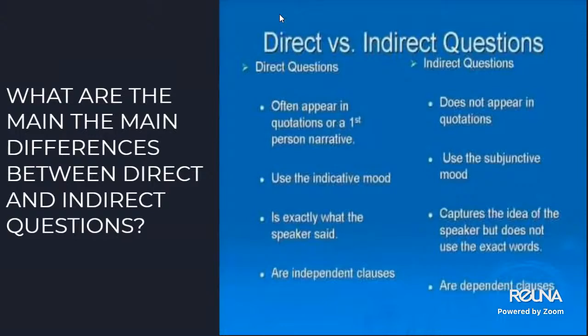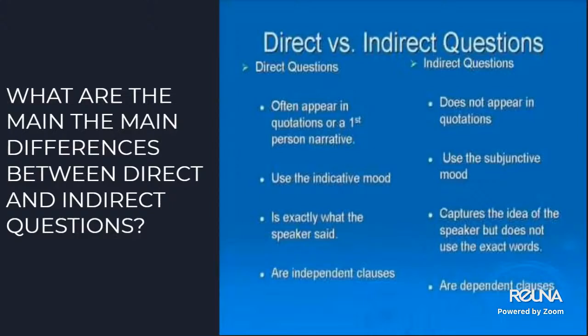There is a question on the left: what are the main differences between direct and indirect questions? In this case, we can see on the right the difference between them. Direct questions often appear in quotations or a first-person narrative, versus indirect questions, which do not appear in quotations. Another difference is the indicative mood versus the subjunctive mood.